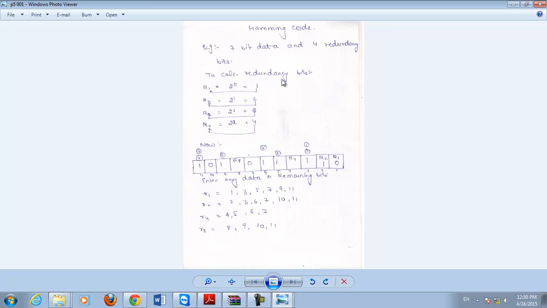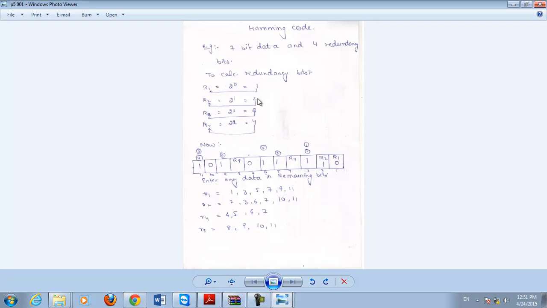In Hamming code we have to add redundancy bits. And how can we calculate the redundancy bit positions? They are calculated by 2 raised to a power. For example, 2 raised to power 0 is 1, it means it is the first redundancy bit, R1. 2 raised to power 1 is 2, it means it is R2, the second redundancy bit. 2 raised to power 3 is 8, it means it is R8. Similarly, 2 raised to power 2 is 4, it means it is R4.